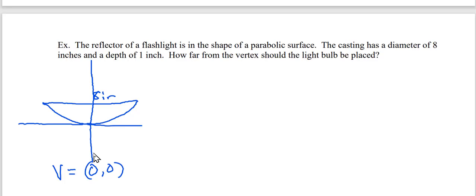I don't know exactly where my focus is on this, but it's going to be somewhere in here, probably. We'll see. Actually, I don't want to assume that. It could be outside. Let me erase that.